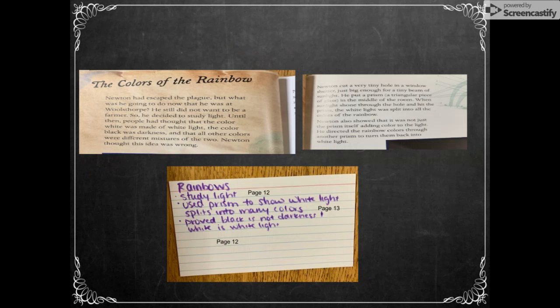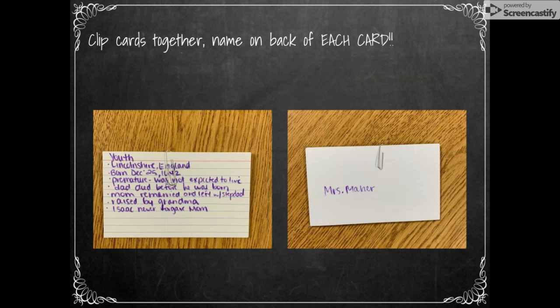Okay, here's another example. This one's about the rainbows. And he used a prism to show white light splits into many colors. He was studying how light works, and he proved that black is not just darkness and white is not just white light. So that's kind of the main purpose of that. And I put the page numbers for each of those. So I would continue doing that for all 10 of my cards.